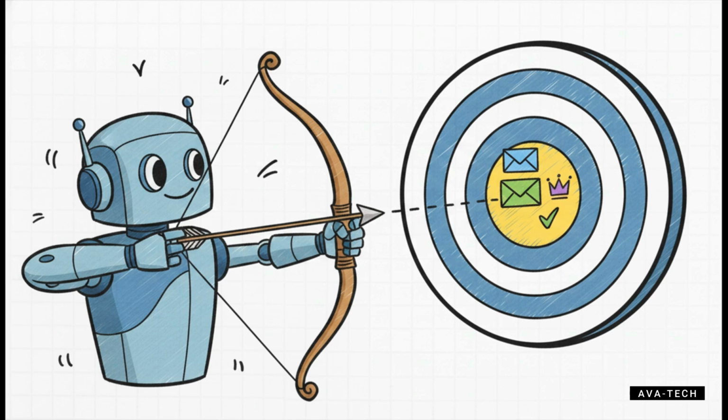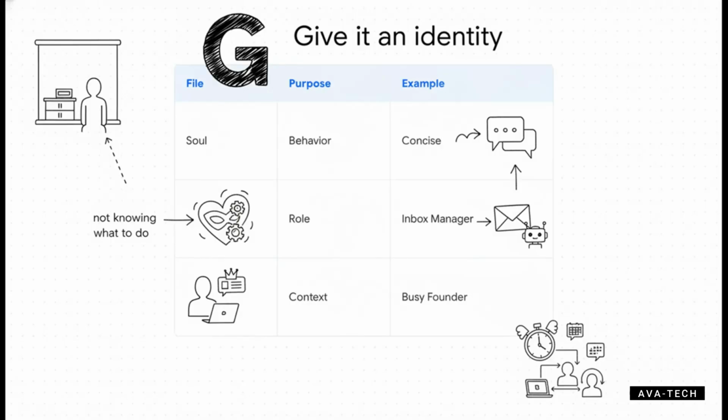So for example, if you're building an inbox manager agent, you don't just say, hey, handle my emails. No way. Your definition of done is, every morning at 9 a.m., the inbox is empty, replies are drafted in my voice, and VIPs are flagged. Think about it. If the agent can't see the target, it literally can't hit it. G is for give it an identity.